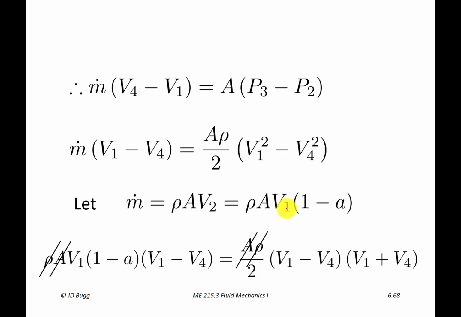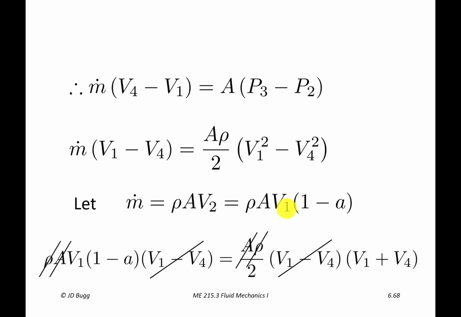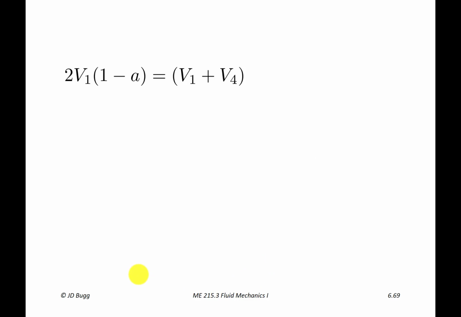The other thing that's on both sides of this equation is the V1 minus V4. So that can also be canceled out. And what we have left is 2V1, so that 2 is coming from over here, just bringing it up to the other side, 2V1 times (1 minus a) equals V1 plus V4. So a fairly compact relationship, but what is this going to do for us? Well, it's telling us some very important things about V1 and V4 that I want to talk about.